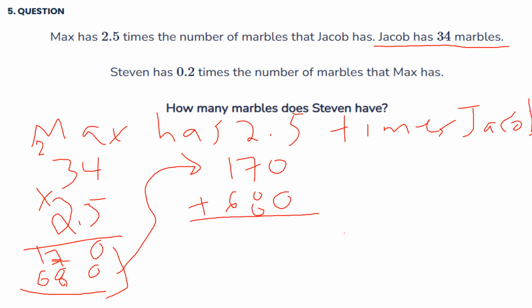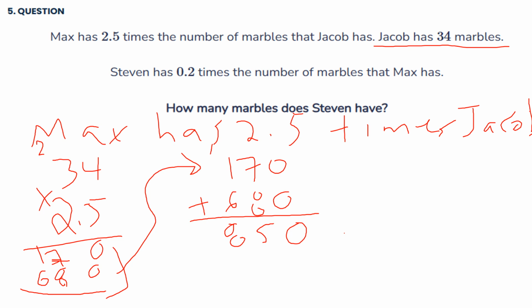So 0 plus 0 is 0. 7 plus 8 is 15. We need to carry the 1. 1 plus 1 is 2. Plus 6 is 8. So again, this is where the decimal point comes into play now that we did all our multiplication and we added those numbers together.